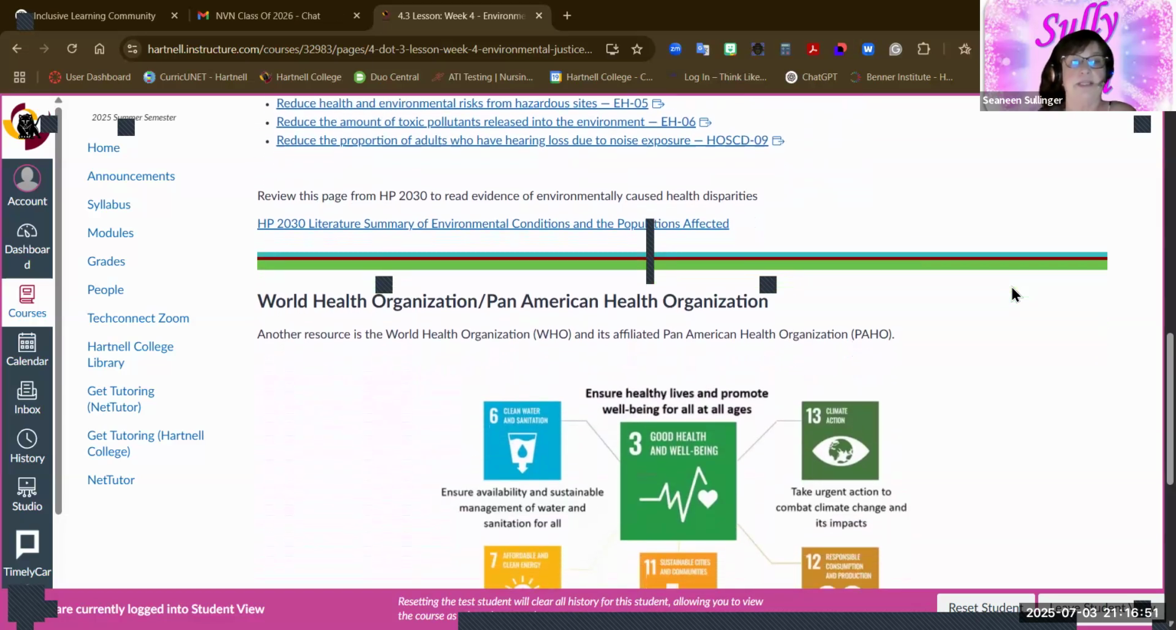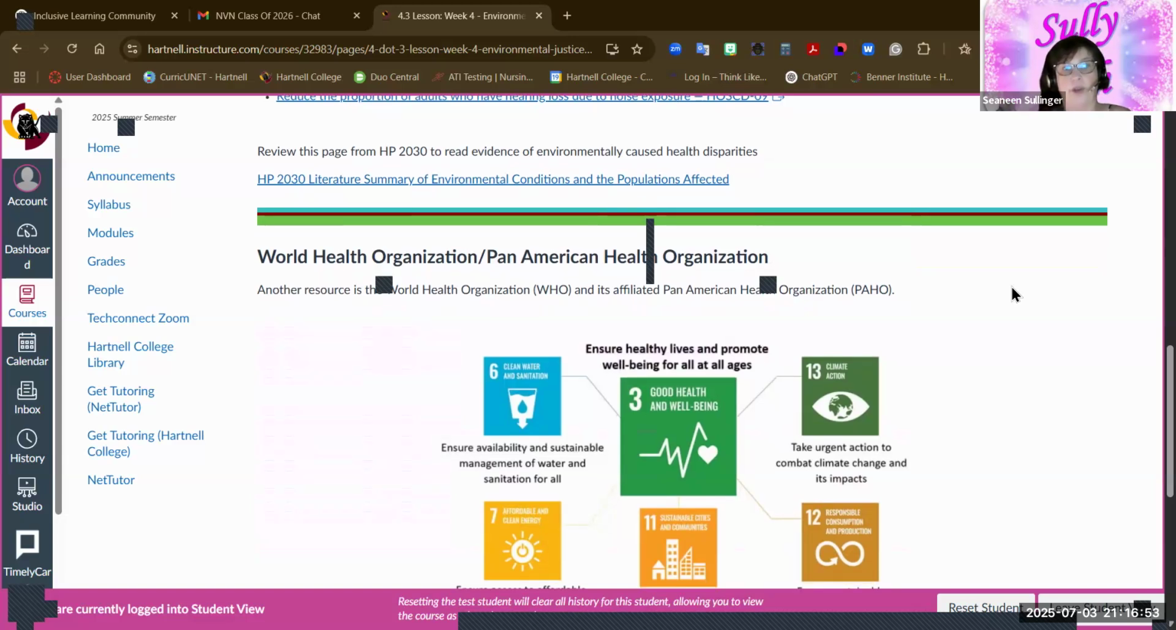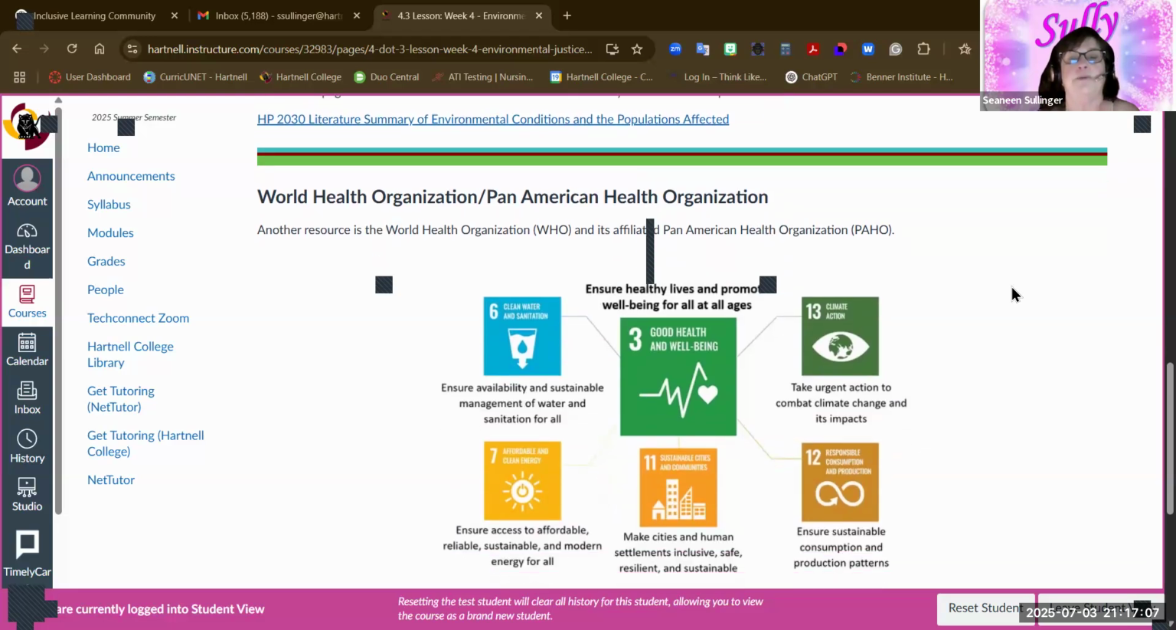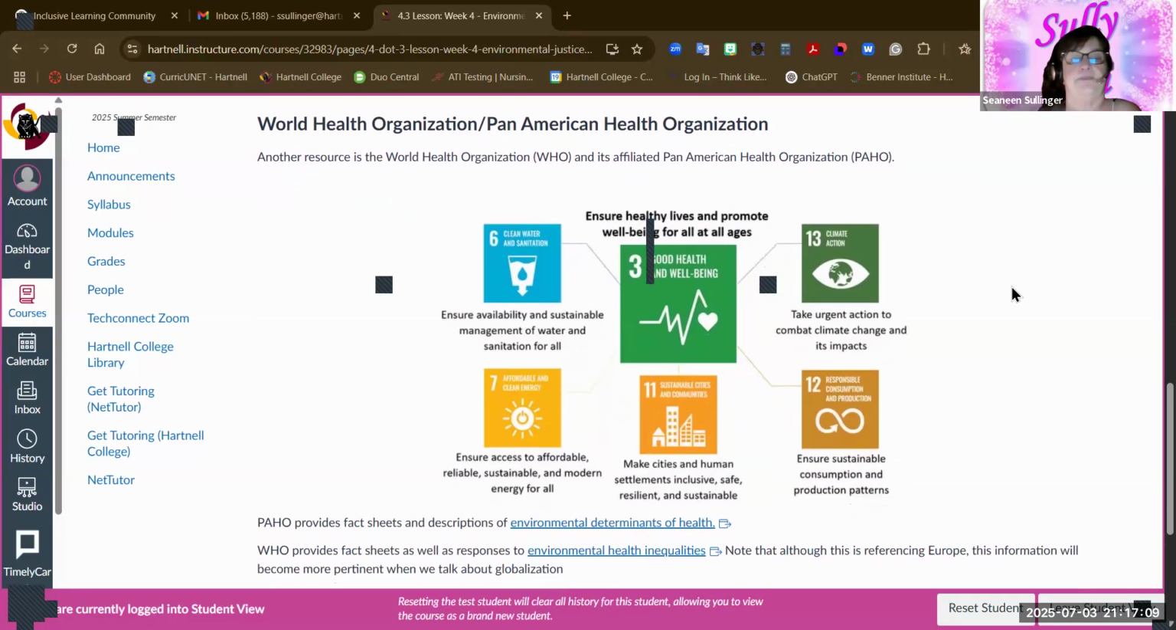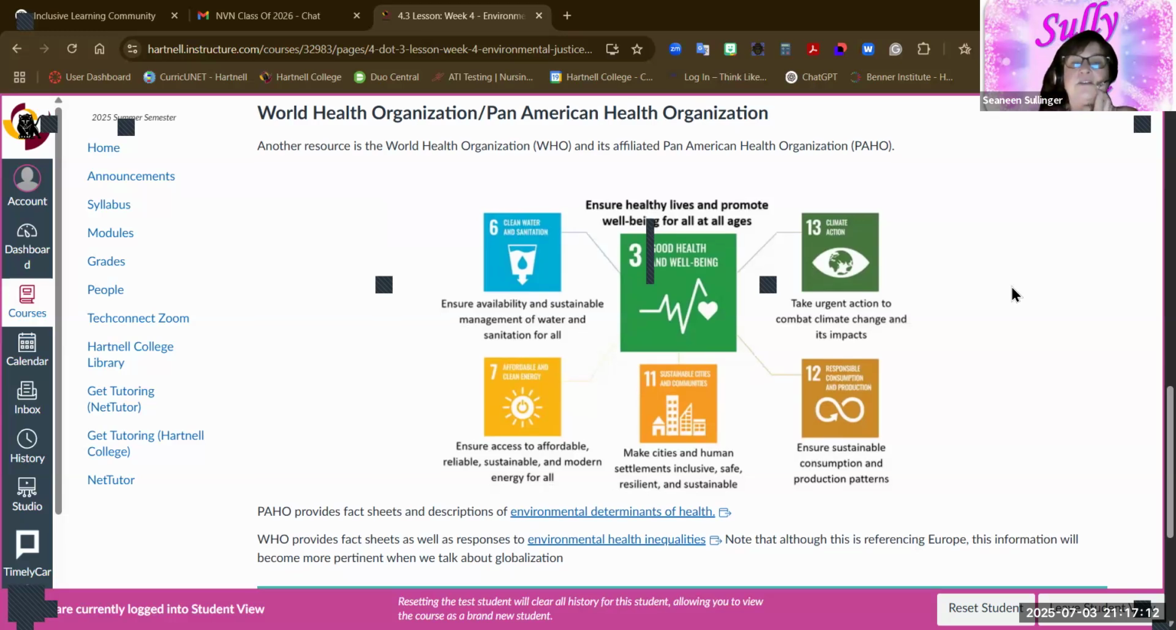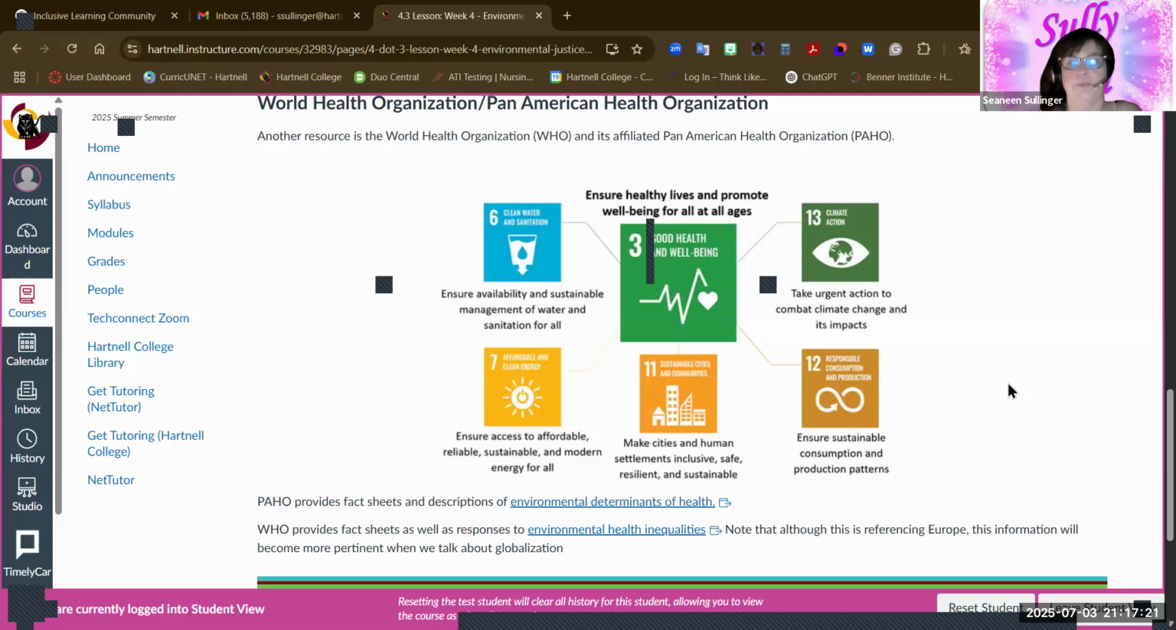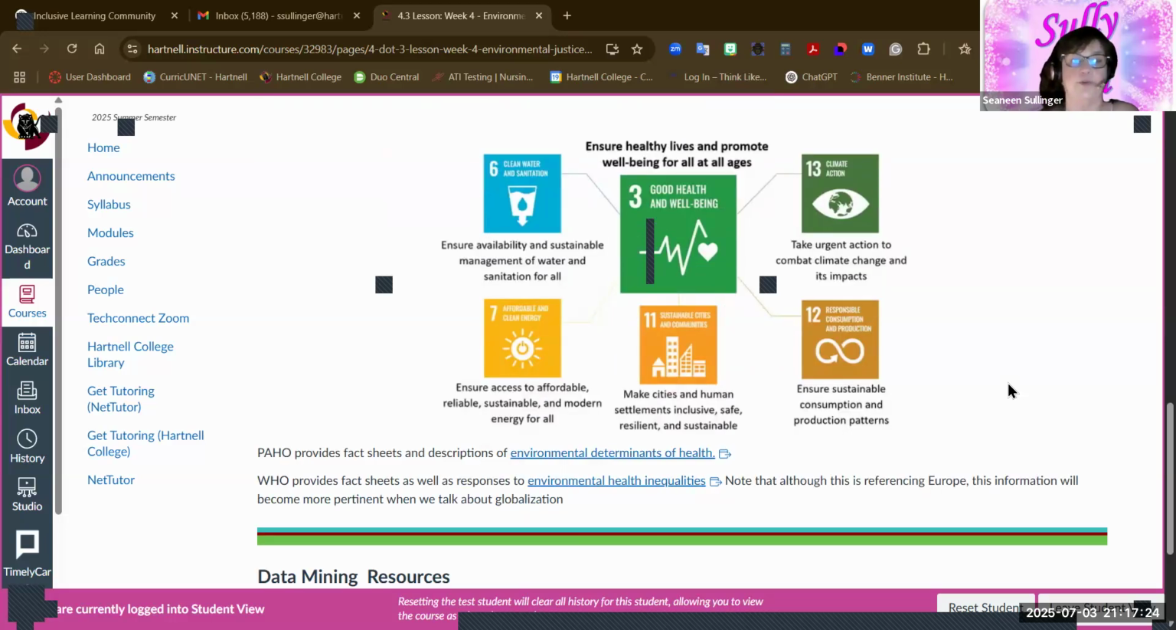And then the World Health Organization, which is for the world, and the affiliate, which is the Pan American Health Organization, which we would be part of in America. So like North America, Central America, South America, North America including Canada, that would be Pan America. And this is their different things that they're ensuring: healthy lives and promoting well-being for all ages, good health and well-being, climate, clean water, all these factors that hopefully you've learned about or will learn about in your reading.